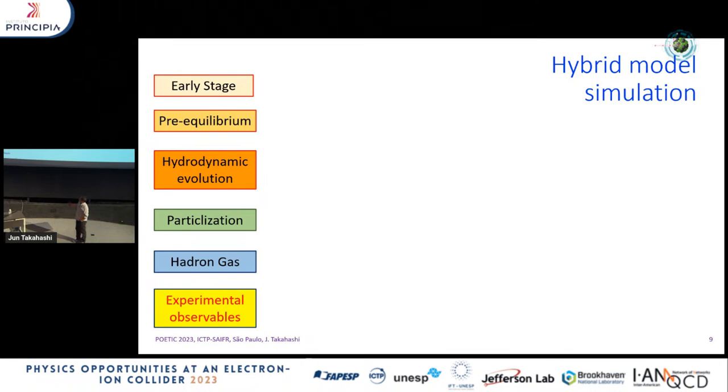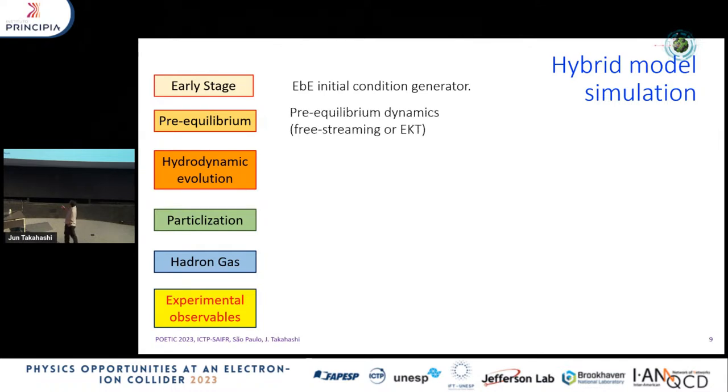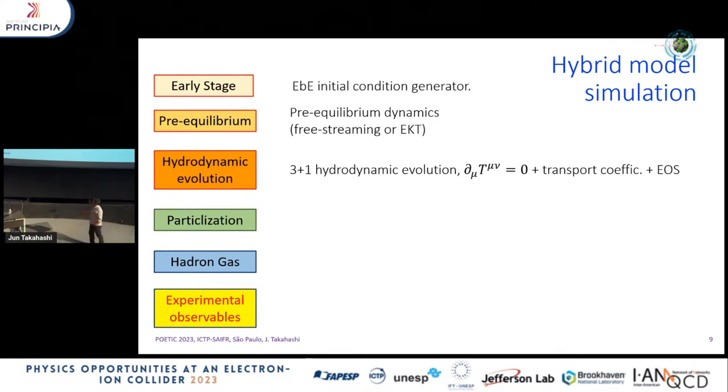So we have to go through this entire chain to connect the experimental observable to the different physics in every single step of a heavy ion collision. That is the goal of the EXTREME collaboration. To do that, we try to understand the physics of each one of these boxes. For the early stages, we use event-by-event initial condition generators, different generators that have different physics in them, right? After that, we do pre-equilibrium dynamics. You can do free streaming or effective kinetic theory to describe what happens with the system you created in the initial condition. Eventually, you achieve the conditions for hydrodynamic evolution, and then we solve this system.